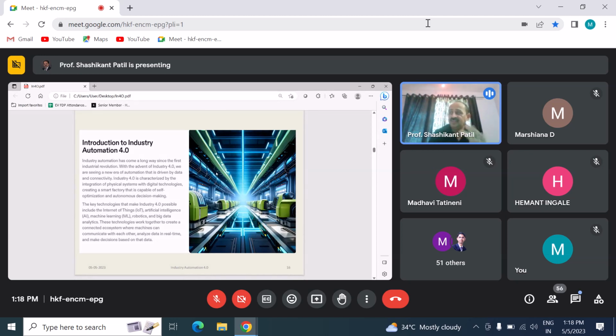You name the technology today, let it be cyber security, IoT, AI, machine learning, data analytics, big data, edge computing, everywhere data is essential. People are saying data is the new oil, data is the new gold, data is very precious. Without data you cannot do anything. Now data is at the center point.